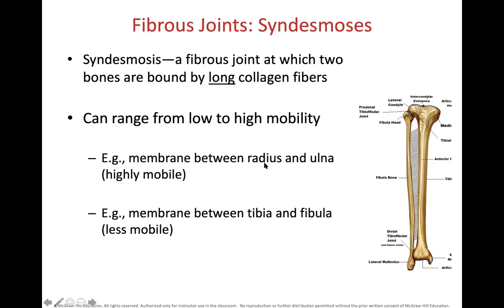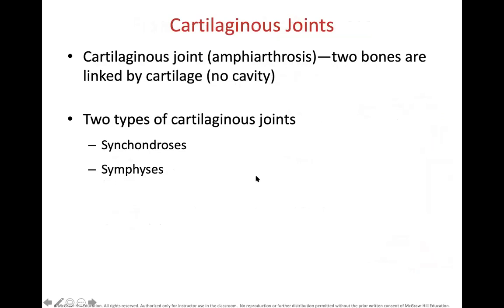So our next category is going to be the cartilaginous joints. The other term for these is amphiarthrosis. Synarthrosis were the fibrous joints. These are amphiarthroses. Again, no cavity. So bones are joined together directly without a cavity or space in between. But now they're joined by cartilage. So not collagen fibers, cartilage. So different tissue.